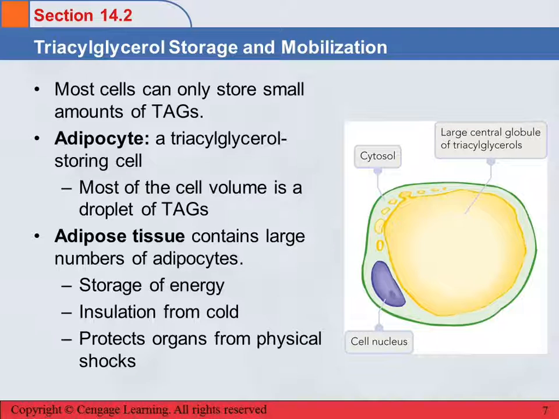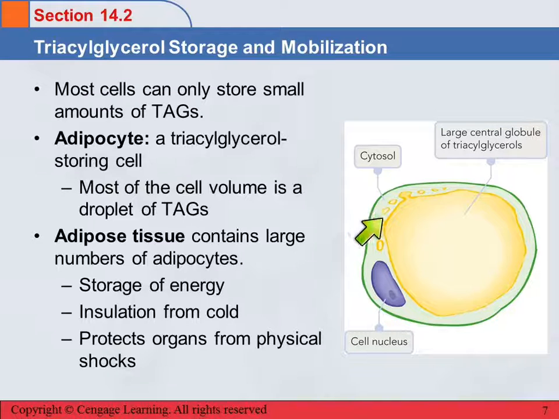Most cells can only store a little bit of fat, of the triacylglycerols. But then there are the fat cells, the adipocytes. And so adipocytes are triacylglycerol storing cells. And most of the cell volume is just a big droplet of triacylglycerol. So here we've got a little cell nucleus over here, but most of the cell is basically an oil droplet.